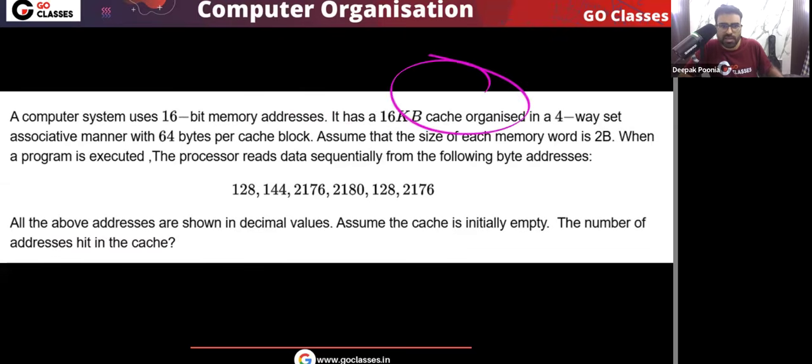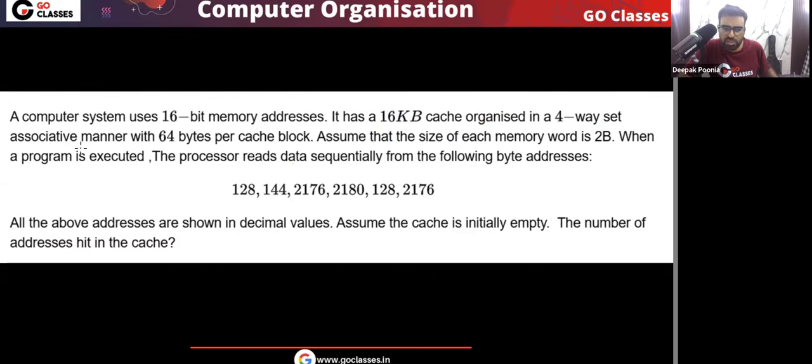Because in the cache memory, there are two parts, data array and tag array, or I can say tag directory. By default, when we say cache size, it means we are only considering the data array size. Remember, when we say cache memory size is something, then we do not include the tag array size, or I can say tag directory size. So this 16 KB cache means this is the cache data array size, that is 16 KB, organized in four-way set associative manner.